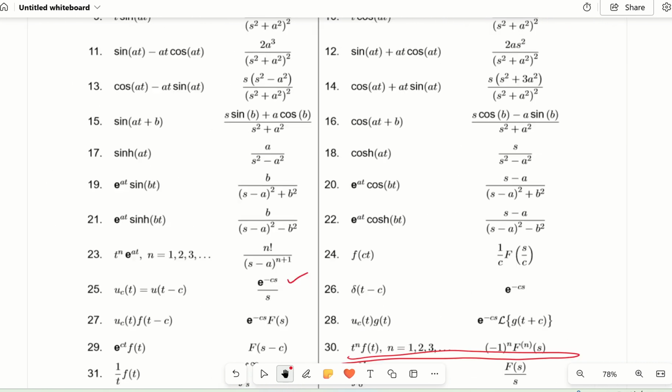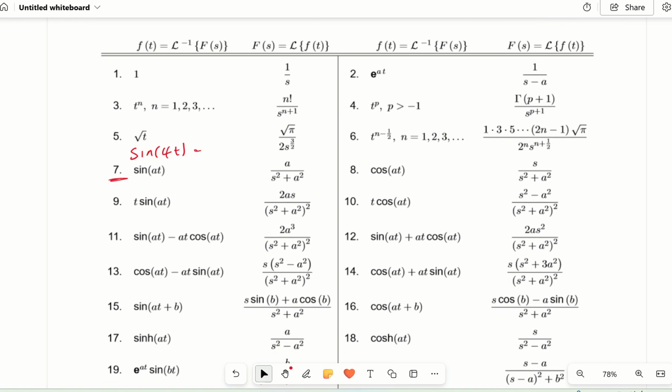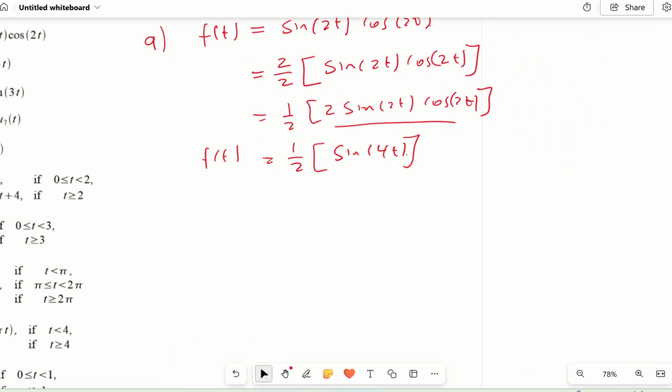So let's see. We're going to use rule number 7. And remember, it was sine 4t. That means our a is 4. And if our a is 4, that's going to yield 4 all over s squared plus 4 squared. And this should be easy.